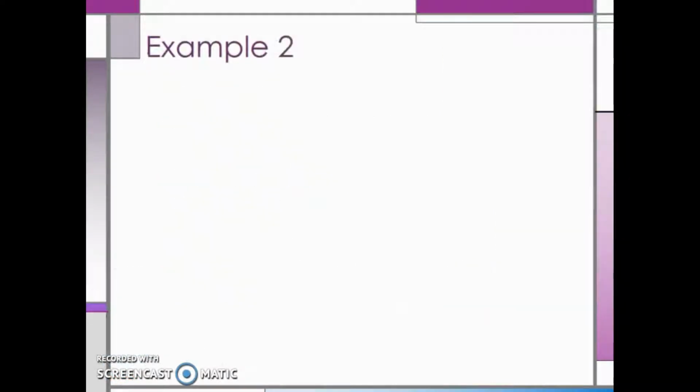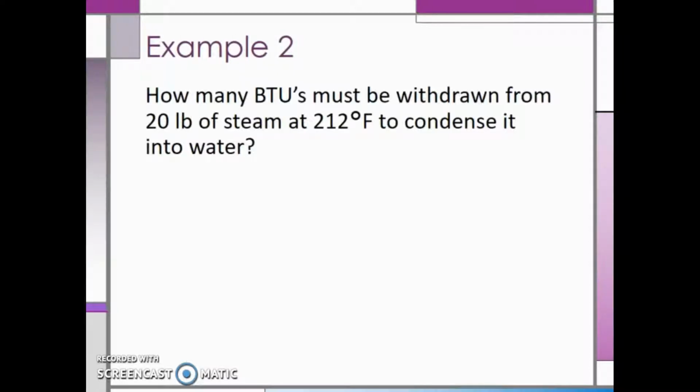Let's take a look at an example involving vaporization and condensation. How many BTUs of heat must be withdrawn from 20 pounds of steam at 212 degrees Fahrenheit to condense it into water? We can also handle this problem like a unit conversion, just like the example in the previous video.